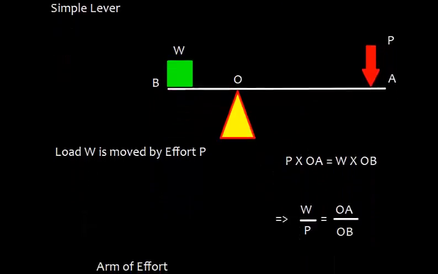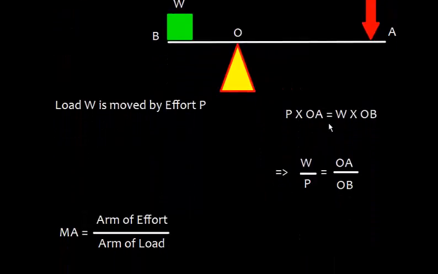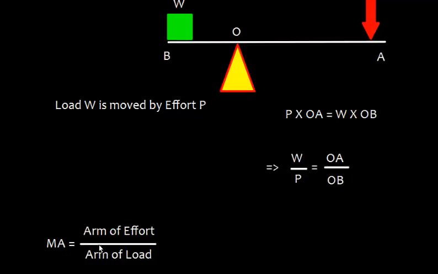And we can simplify this. Let's write here W and take P here. W by P will be equal to OA divided by OB. So W by P is mechanical advantage, and this is equal to arm of effort divided by arm of load.